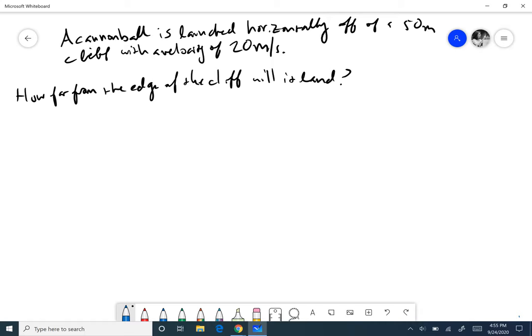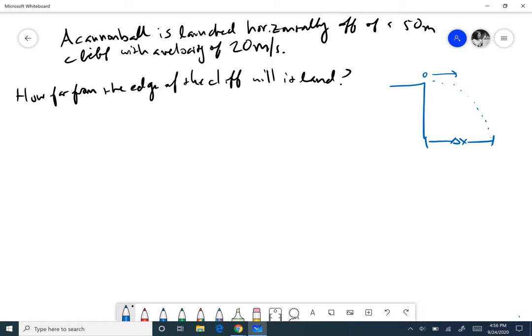A cannonball is launched horizontally off of a 50-meter cliff with a velocity of 20 meters per second. How far from the edge of the cliff will it land? So let's draw a little sketch. We've got our cannonball. It's being launched horizontally, and it's going to land some distance delta x away. All right, so we want to know how far it's going to land.